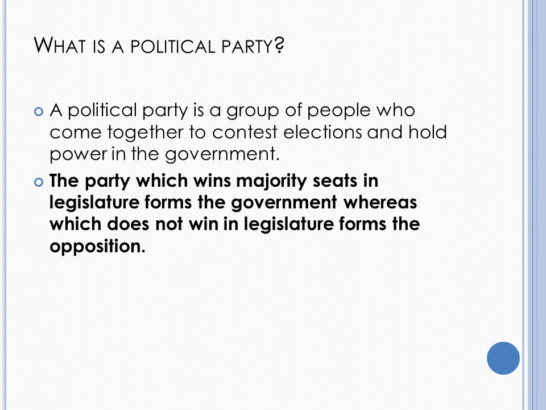So, what is a political party? The definition of a political party is: a political party is a group of people who come together to contest elections and hold power in the government. The party which wins majority seats in the legislature forms the government, and the party which does not win in the election forms the opposition.